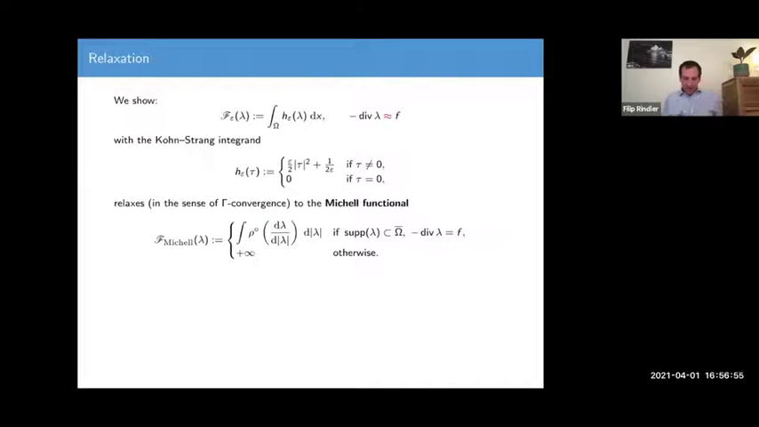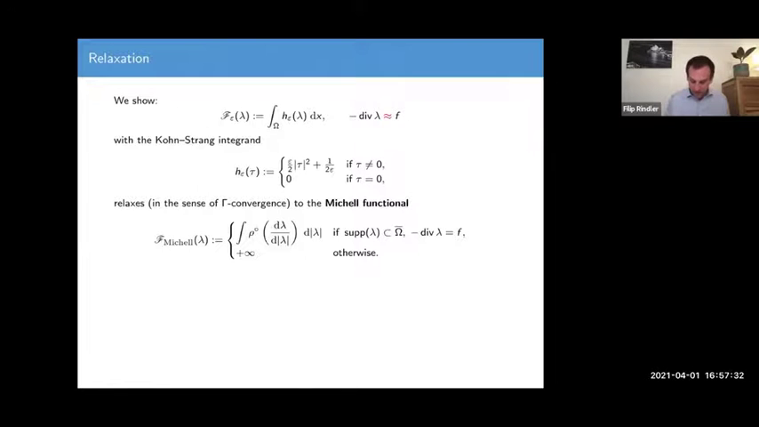And so what we need to actually do in our paper, so there are works in the literature that implicitly assume that a certain relaxation theorem exists, but it's not so clear. But if you have F epsilon, which is this Michel integrand, and minus divergence of lambda is roughly F, and H epsilon is this Kohn-Strang integrand, then in the gamma convergence sense, this converges to what's called the Michel functional, which is rho naught of d lambda over d|lambda|. So this is the Radon-Nikodym derivative of lambda by its total variation measure.